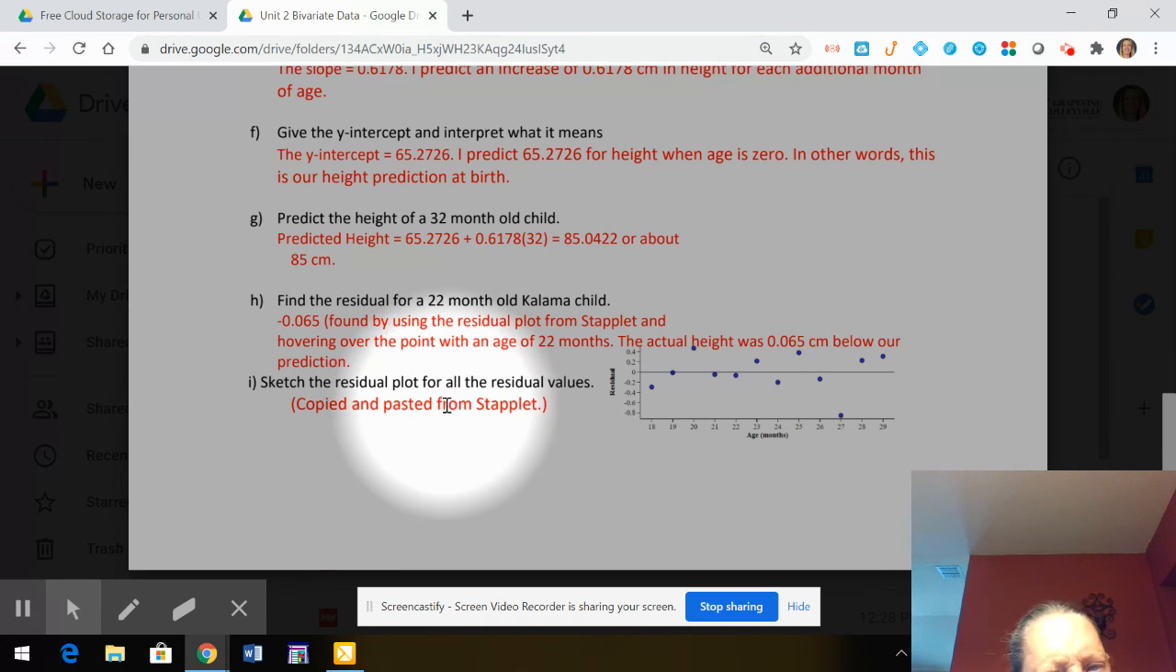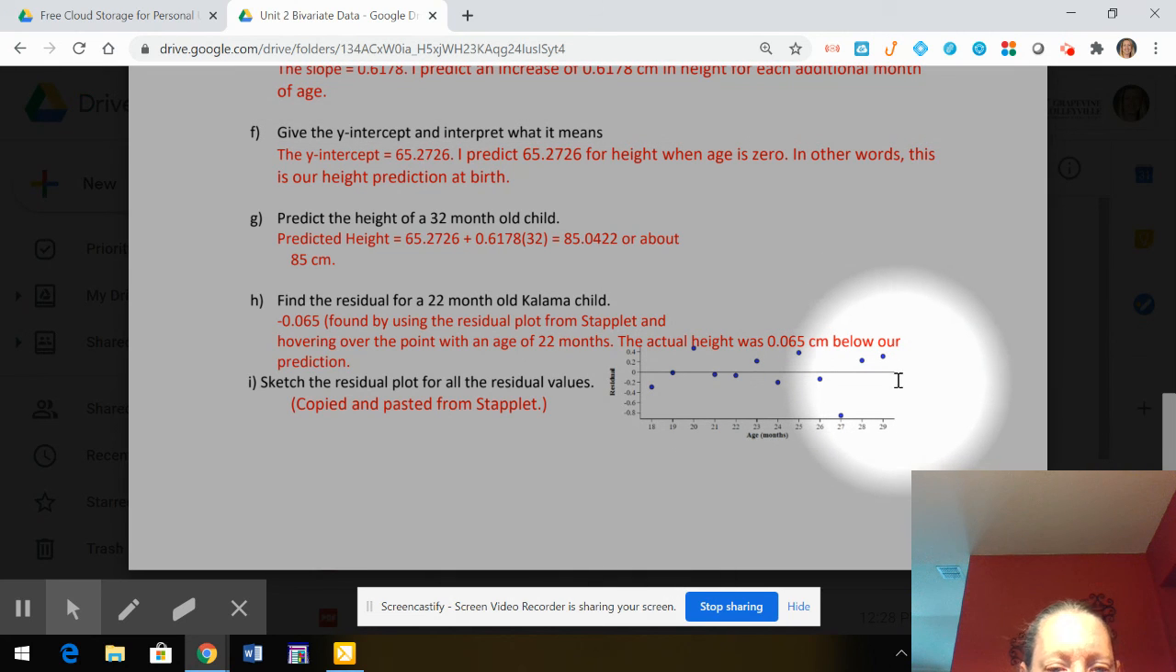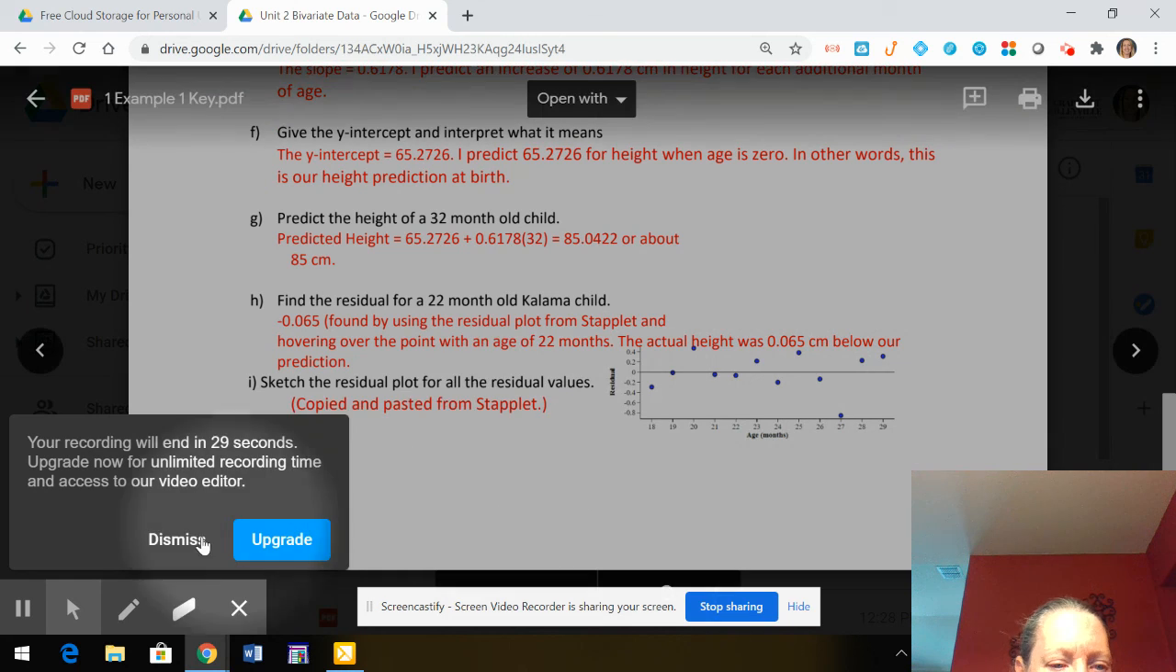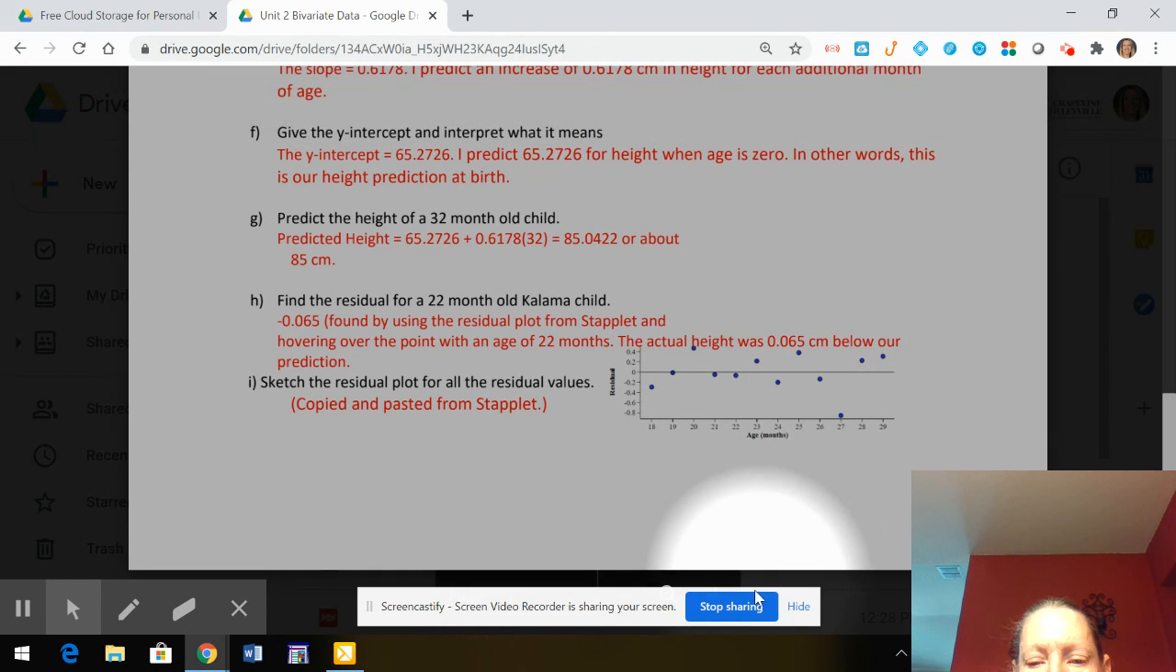The last thing it asks for is the entire residual plot. Again, I copied and pasted this from Statplet. Remember, what I want to see here is a nice random scatter. I don't want to see a curved pattern. Thanks for watching example 1.